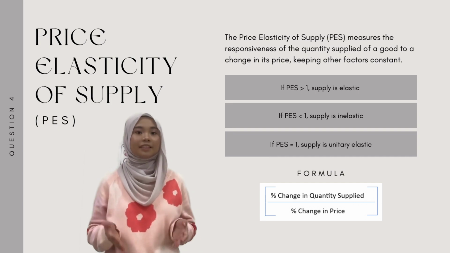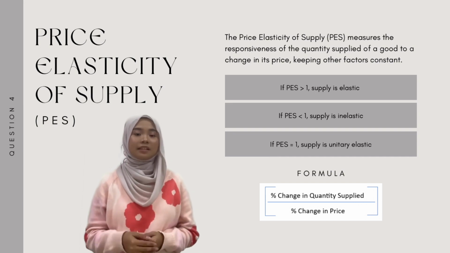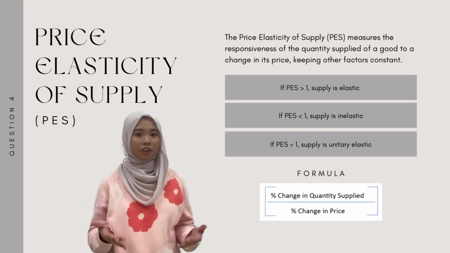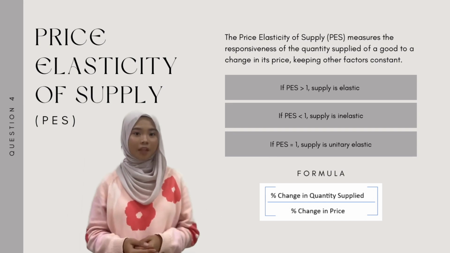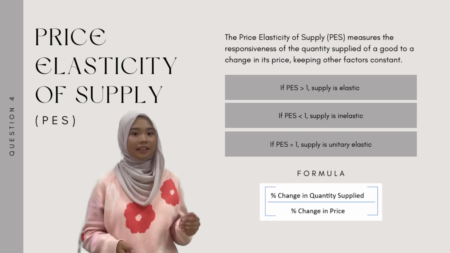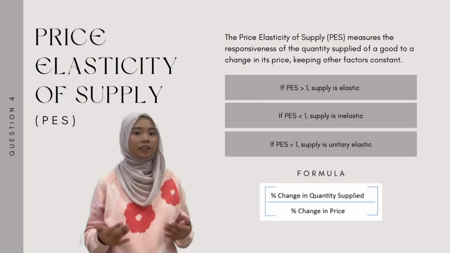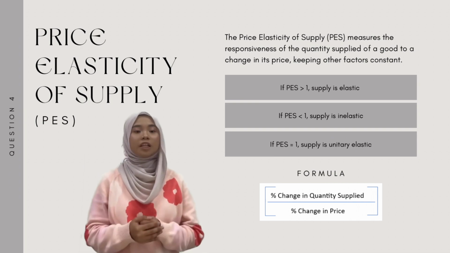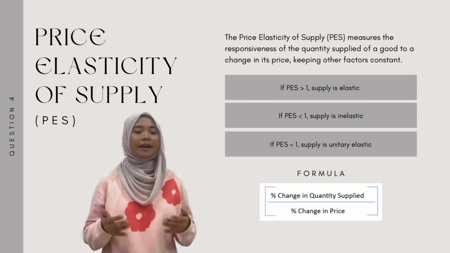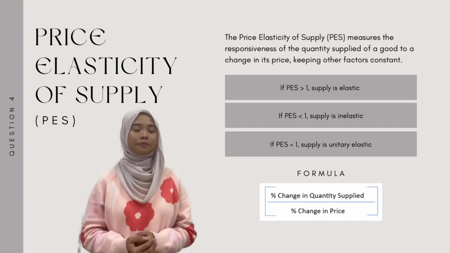If PES is greater than 1, supply is elastic, meaning producers can quickly increase production when price rises. If PES is less than 1, supply is inelastic, meaning it is harder to adjust production. If PES equals 1, supply changes at the same rate as price.